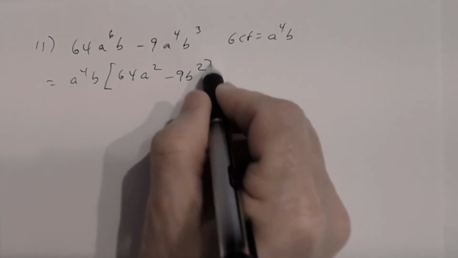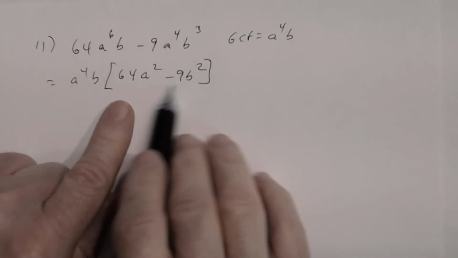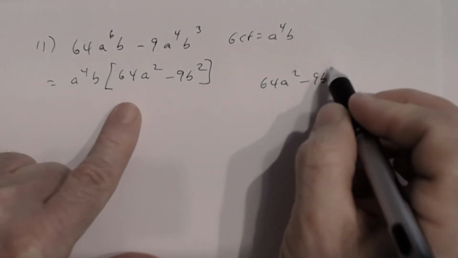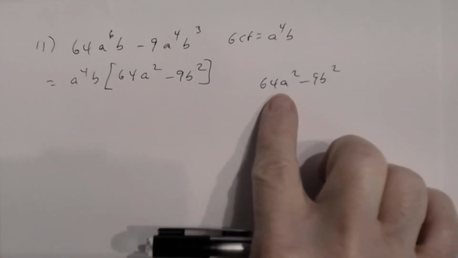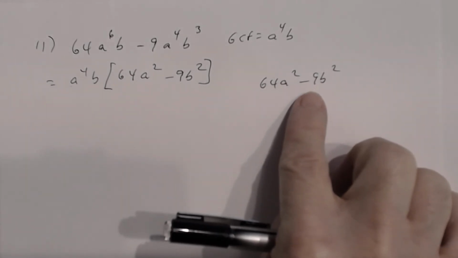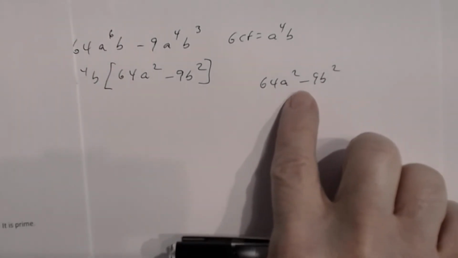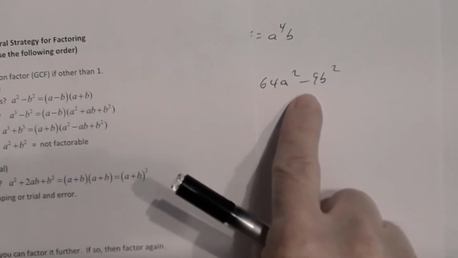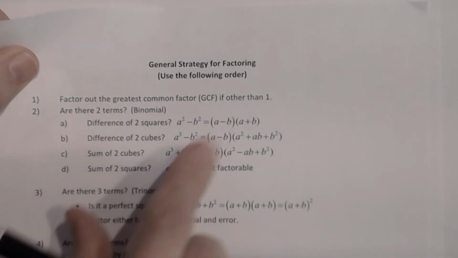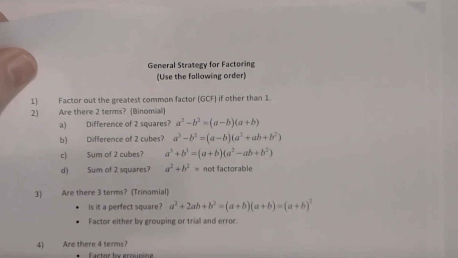2. Okay, now go off to the side and see if you can do anything with this. So I have 64a squared minus 9b squared. So look at this. How many terms do you have? You have 2 terms. So if I have 2 terms, notice the middle sign is a difference, right? So is that the difference of 2 squares or the difference of 2 cubes? So remember, that's where we're at. So is that the difference of 2 squares or the difference of 2 cubes?